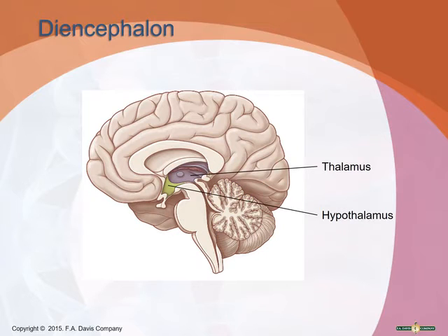The diencephalon, this is deep inside the brain. That's why it's hard to show on the picture, but it's shown right here in this picture. It really consists of several structures, but the chief ones, the ones I want you to know about, are the thalamus and the hypothalamus. The thalamus is shaped like 2 eggs.